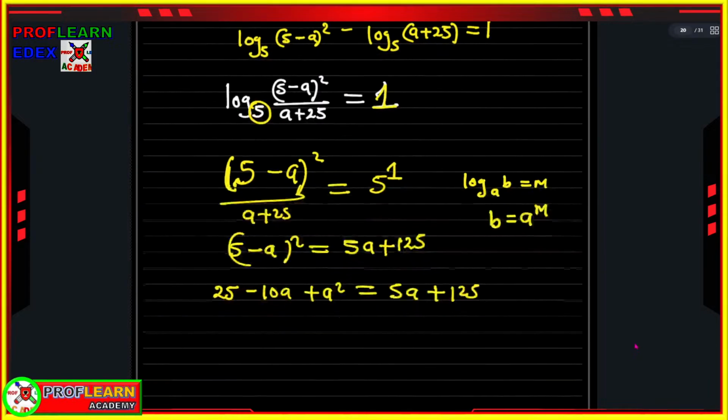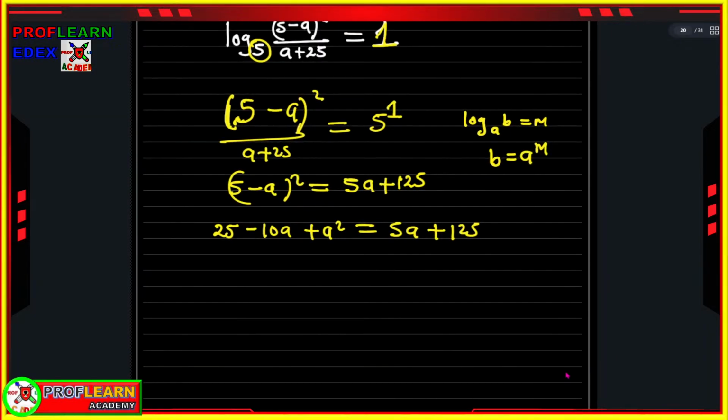You can see these guys are pushing us to have a quadratic equation, and that's no problem. We shall write a squared. If we bring this 5a to the other side, we have negative 15a, and 125 comes this side, giving minus 100 is equal to 0.